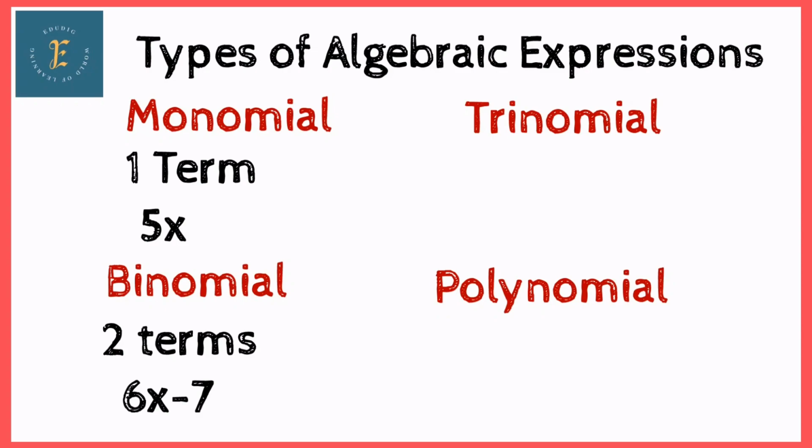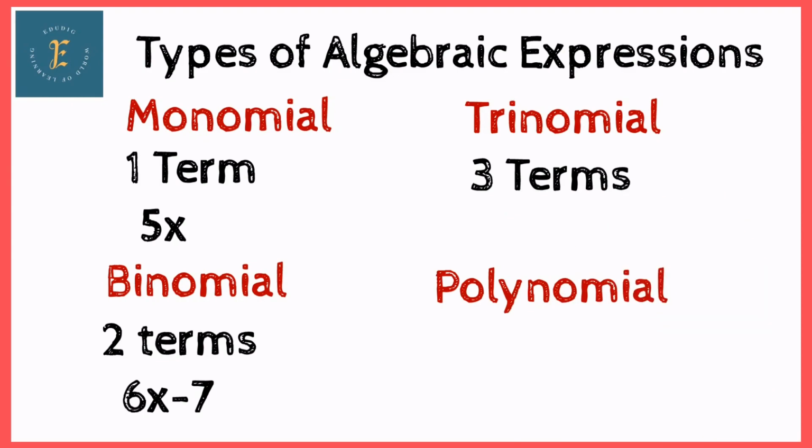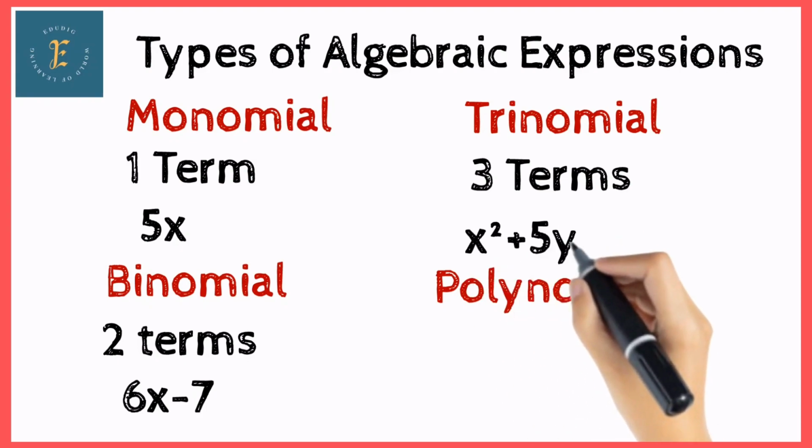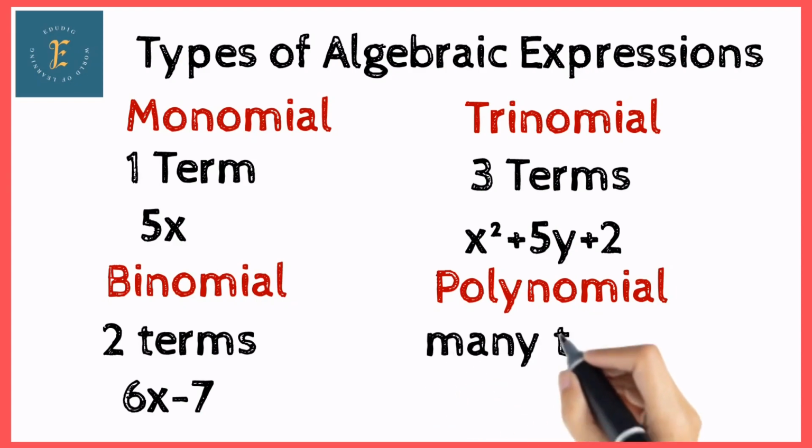And a polynomial will have more than three terms. A trinomial has three terms. For example, if you see here, x square plus 5y plus 2. This is the example for a trinomial. And more than 3 terms will give you a polynomial.